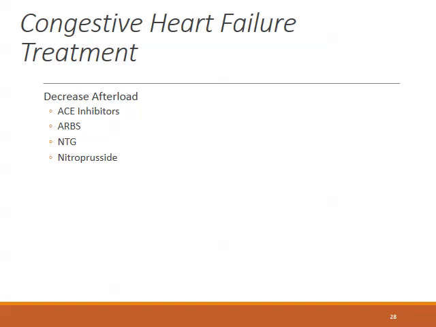Now, to decrease afterload, we're going to look at ACE inhibitors, ARBs, nitroglycerin, and nitroprusside. You're especially going to see nitroprusside used in people that have severe heart congestion, severe weight gain in the hospital. Usually that's done in the ICU, and they'll put them on a nitroprusside drip, trying to decrease their blood pressure and also decrease their volume of fluid.